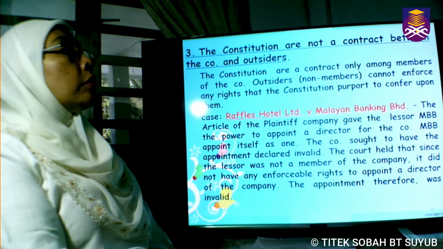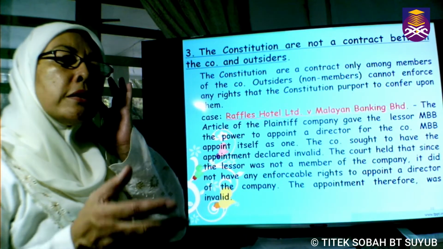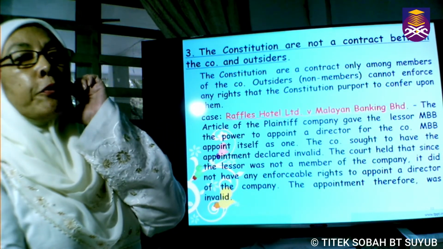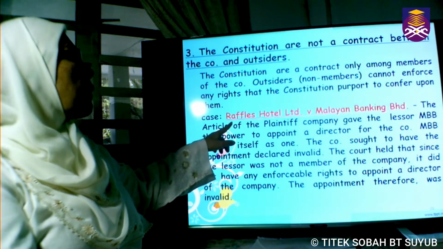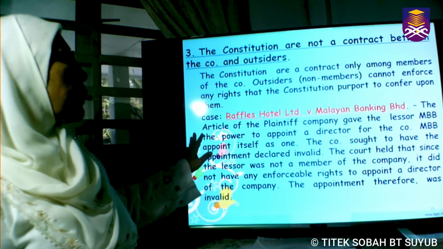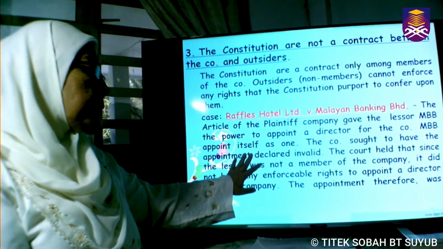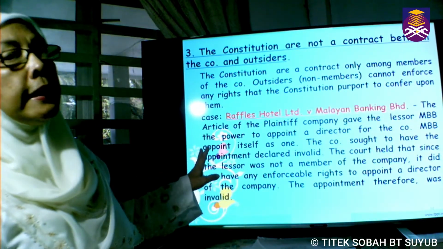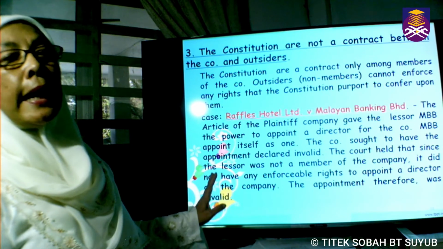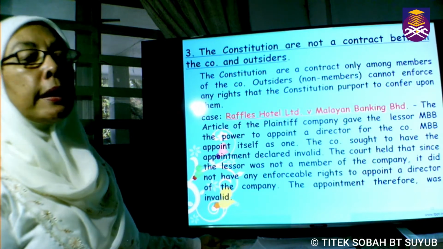So number 3, the constitution is not a contract between the company and outsiders. Okay? So if there is a provision in the constitution pertaining to an outsider, can the outsider enforce that provision? No. This is clear in the case of Raffles Hotel Limited versus Malayan Banking, whereby the constitution of Raffles Hotel gave the lessor, Malayan Banking, power to appoint a director for the company. And then Malayan Banking appointed themselves as one of the directors. However, the company declared the appointment invalid. The company doesn't want Malayan Banking to become their director.